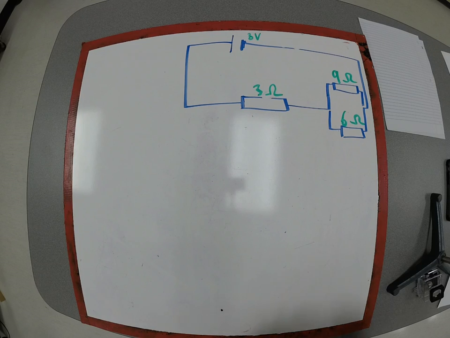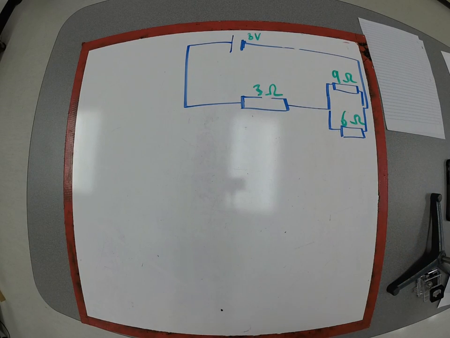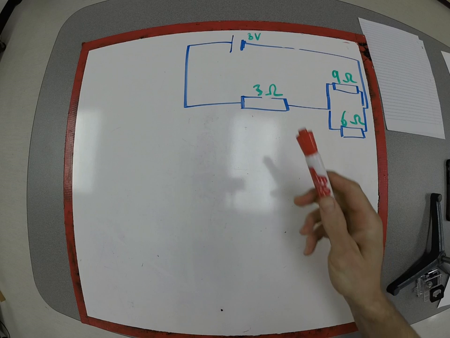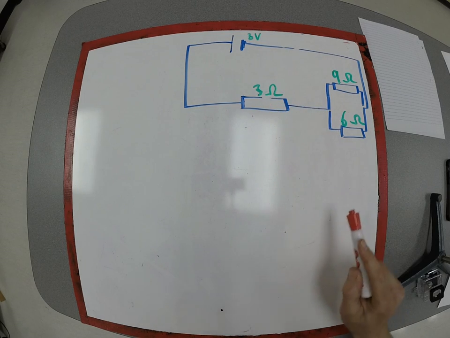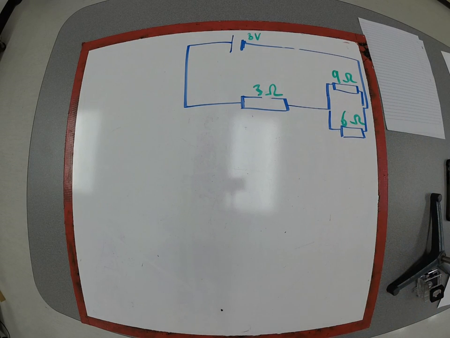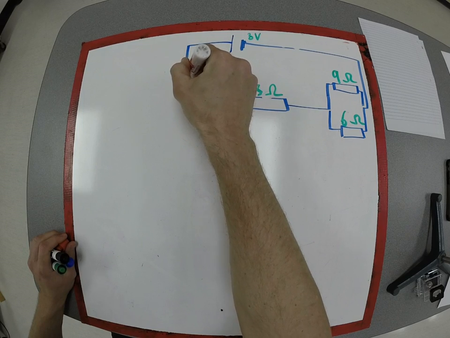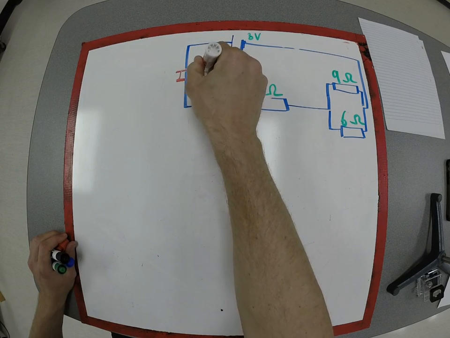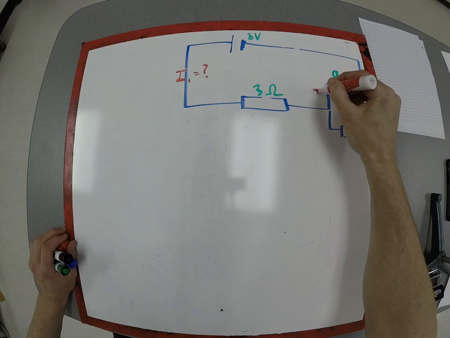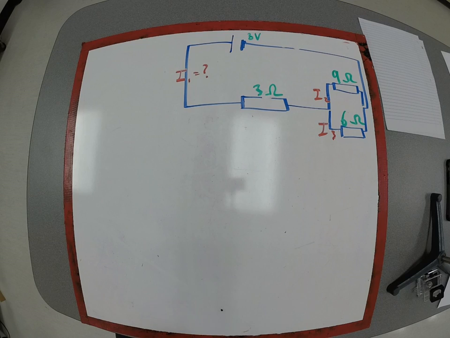Alright, Physics 35s, this was the question that we were looking at in class. Here's my circuit. I've got a 3-volt power source and I've got a 3 ohm resistor, a 6 ohm resistor and a 9 ohm resistor in parallel. And the question was, what is the current here? We'll call this current 1. What's that? And then of course we've got current 2 and current 3. What are the 3 currents?